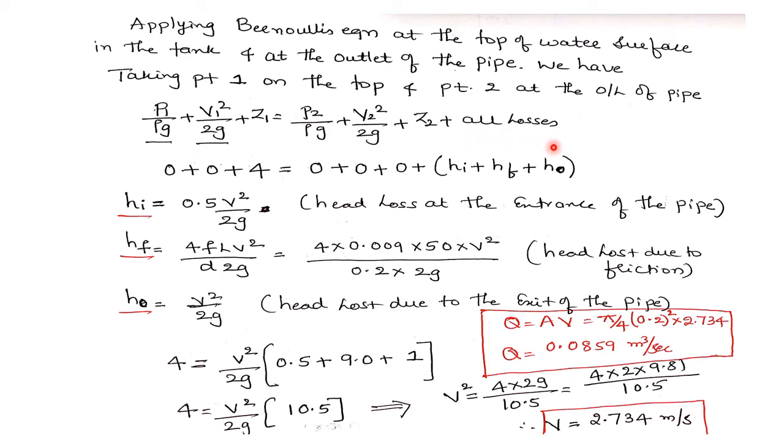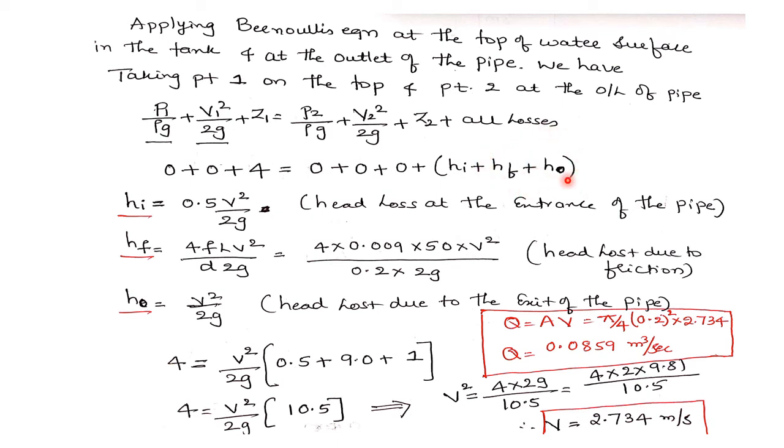In the previous problem we considered only loss of head due to sudden enlargement, but here the problem asks us to calculate all the losses. All the losses means when the pipe is connected to a tank and the water enters the pipe, that is the loss of head at the entrance of the pipe, given by hi. Then when the fluid flows through the 50 meter length of the pipe, frictional losses take place, given by head loss due to friction.